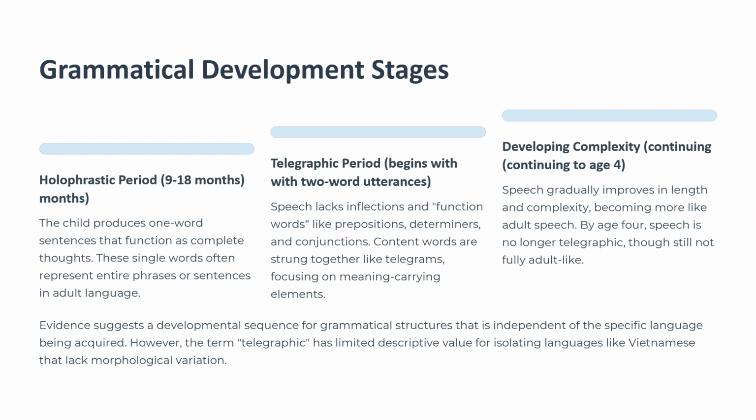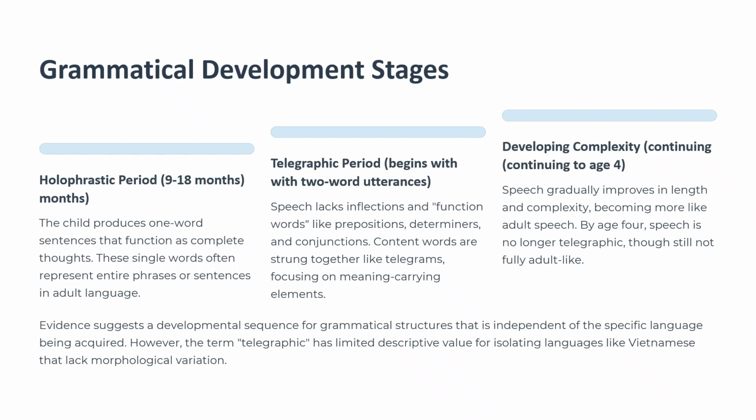Telegraphic period begins with two-word utterances. Speech lacks inflection and function words like prepositions, determiners, and conjunctions. Content words are strung together like telegrams, focusing on meaning-carrying elements.